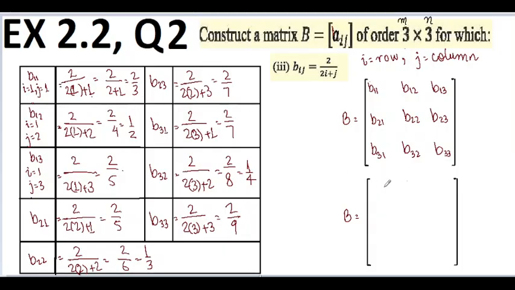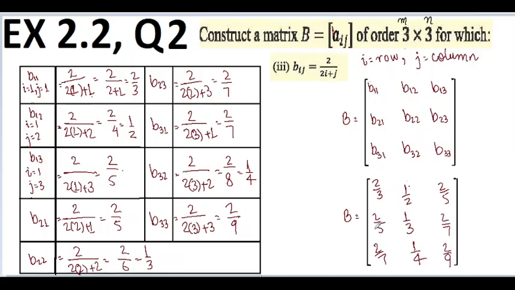The second is 1 by 2. So 2 by 3, 1 by 2. The next value is 2 by 5. Then comes 2 by 5, 1 by 3, 2 by 7, 2 by 7, then is 1 by 4 and 2 by 9. So this is your answer for part number 3.